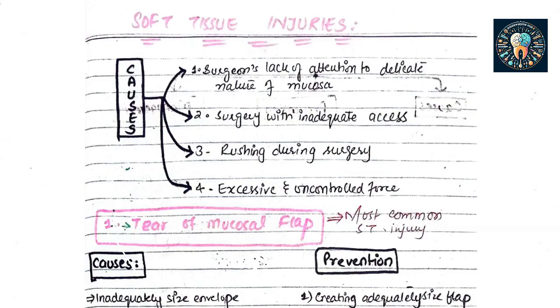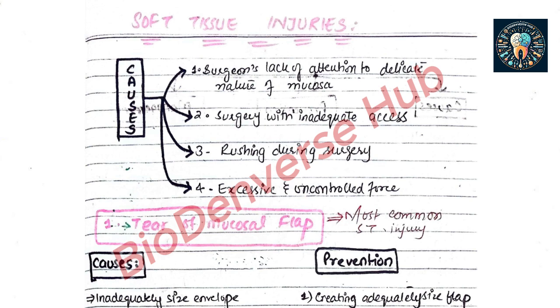First of all, the surgeon's lack of attention to the delicate nature of the mucosa. Secondly, any surgery performed with inadequate access, which can be due to an inadequately sized envelope flap. Thirdly, any rushing during the surgery can also result in soft tissue injuries. And lastly, any excessive and uncontrolled forces applied through the instruments can also result in soft tissue injuries. So these were some causes. Now we will be discussing different types of soft tissue injuries.